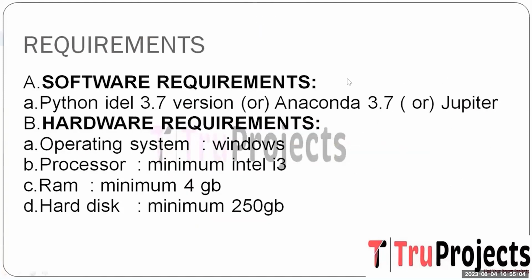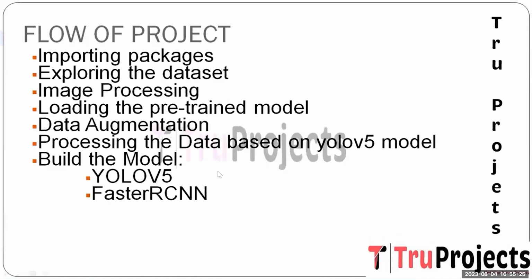And these are the basic requirements that are needed to build this project. The software requirements are Python IDE with version 3.7, Anaconda with version 3.7, and Jupyter Notebook. Hardware requirements are operating system as Windows, processor of minimum Intel i3, RAM of minimum 4 GB, hard disk of minimum 250 GB. And to know about the flow of the project, these are the steps we need to discuss.